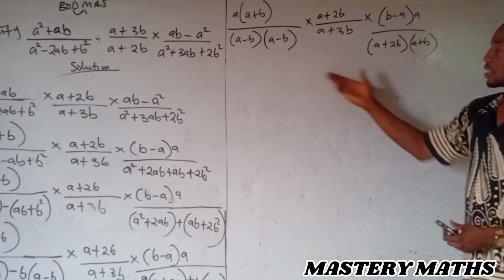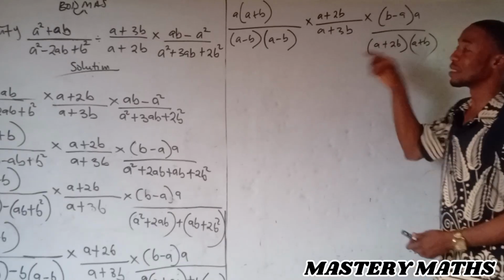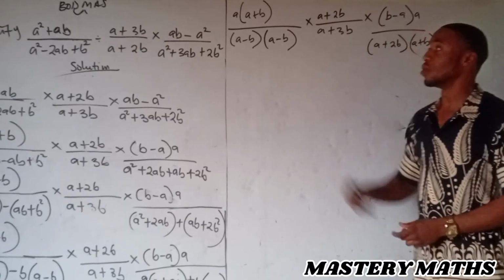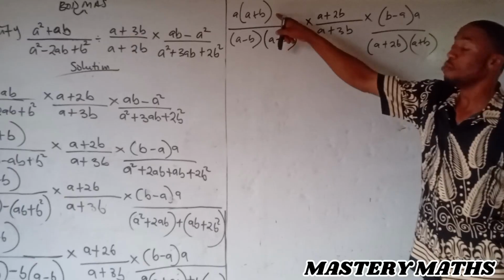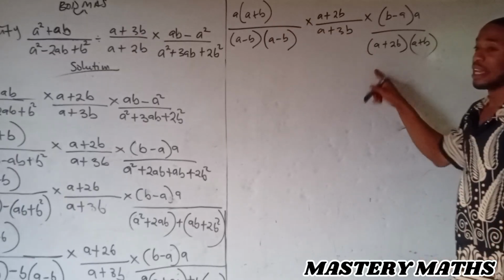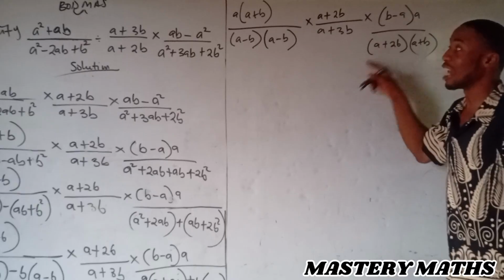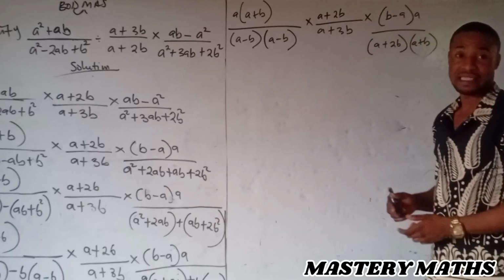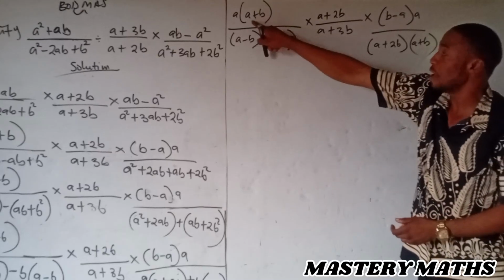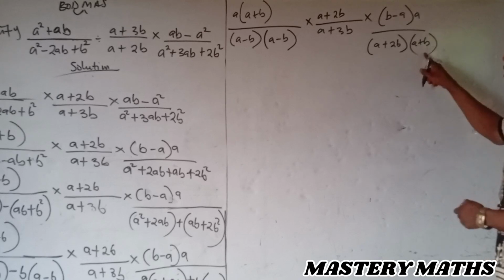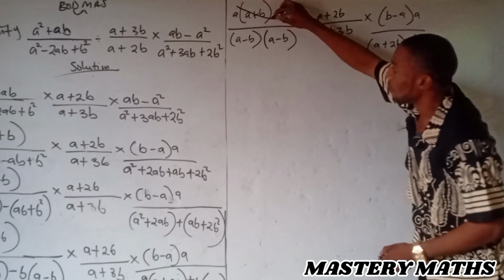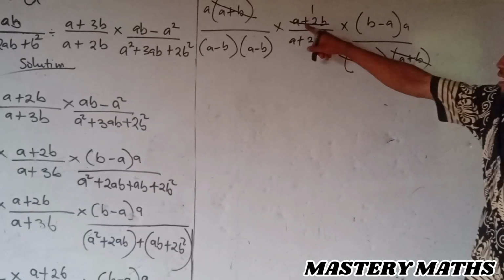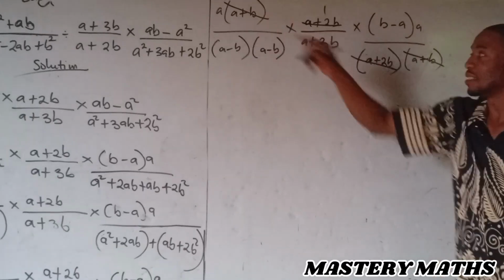Now, having gotten to this level, we'll simplify. We cancel out those that look alike. The numerator will cancel the denominator, but only the ones that look the same as it. Then you have your A plus B. Your A plus B now will cancel this A plus B here. This one now will cancel this, when they look alike.